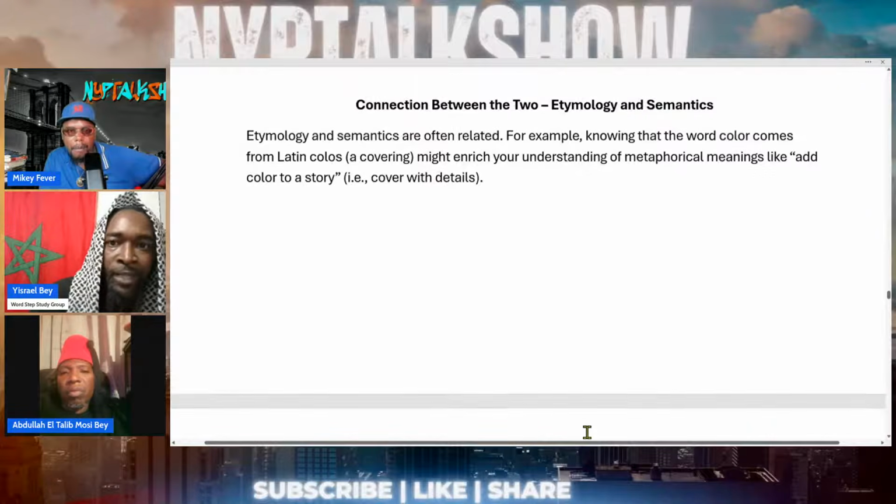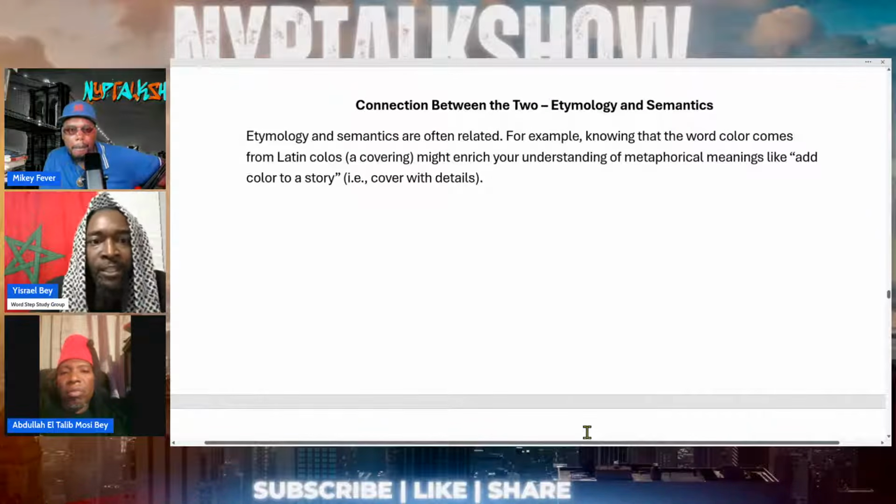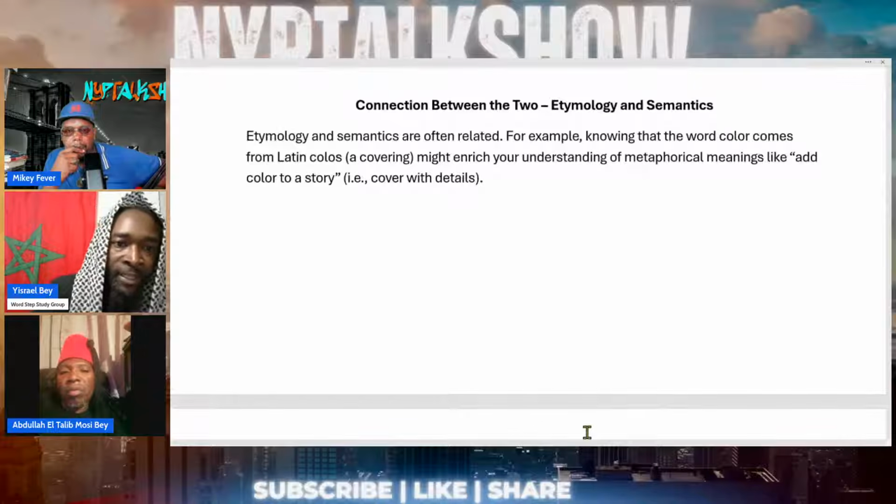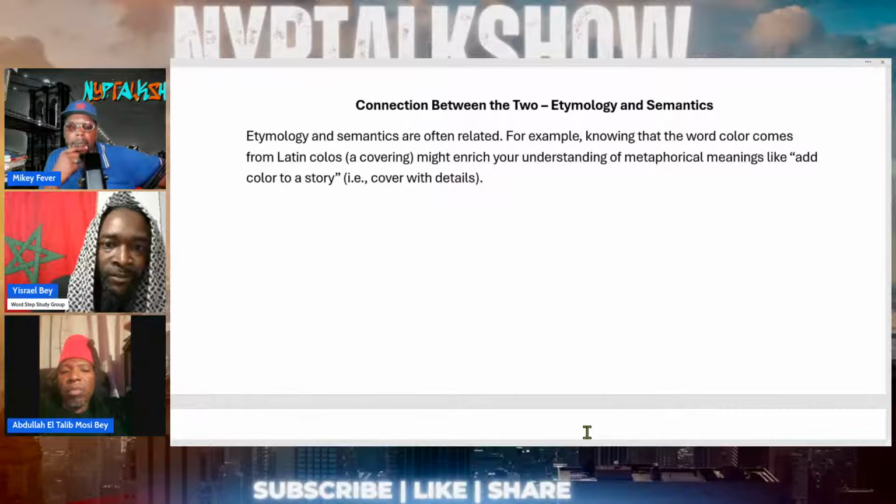Connection between the two, etymology and semantics. Etymology and semantics are often related. For example, knowing that the word color comes from Latin colos, a covering, might enrich your understanding of metaphorical meanings like add color to a story, i.e. cover with details.